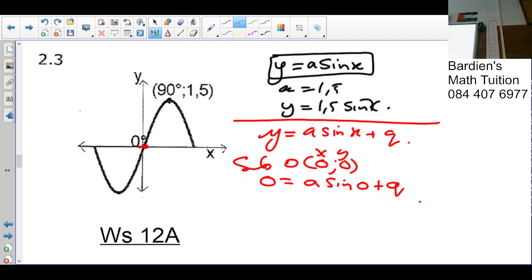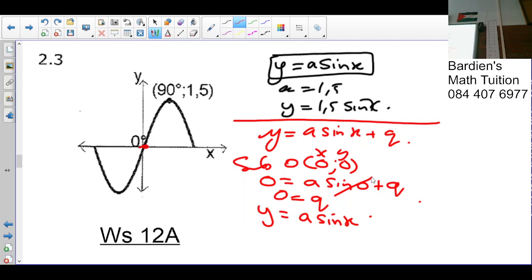Okay. So what is sine of 0? 0. So 0 times A is 0, so Q is 0. So we have now y is equal to A sine x plus 0, which is exactly that. So how do we calculate A now? How do we calculate A?